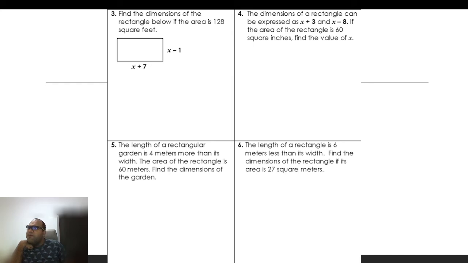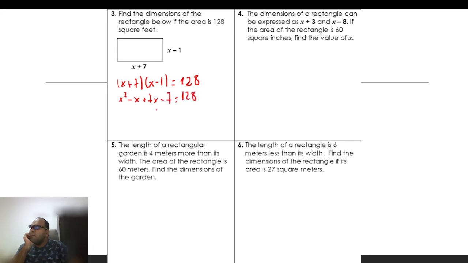Let's go. Number 3: find the dimensions of the rectangle below if the area is 128 square feet. To solve this, which method can we use? Remember, we're distributing, okay? x plus 7 times x minus 1 equals 128. FOIL method: x times x, x squared; x times negative 1, negative x; 7 times x, 7x; and the last one, 7 times negative 1 is negative 7. Equals 128. Now combine like terms: we have x squared plus 6x minus 7.